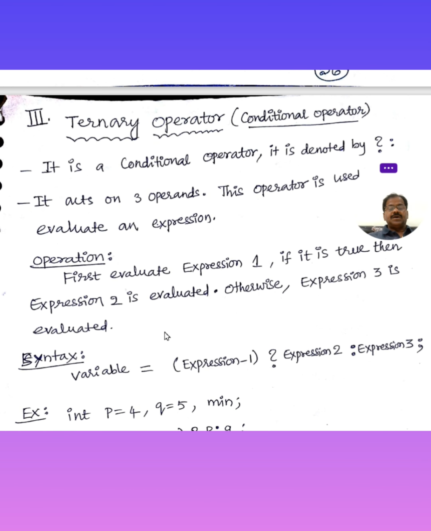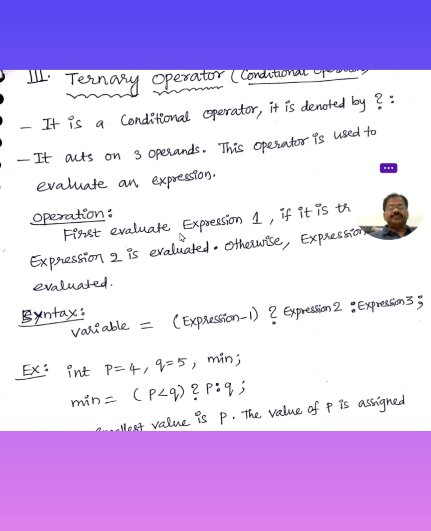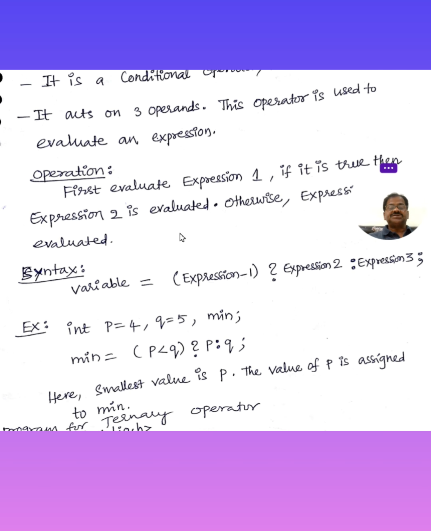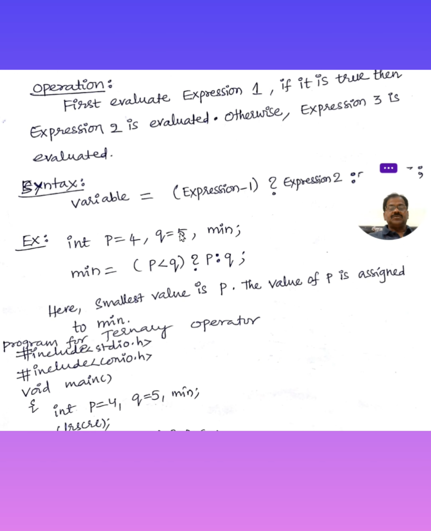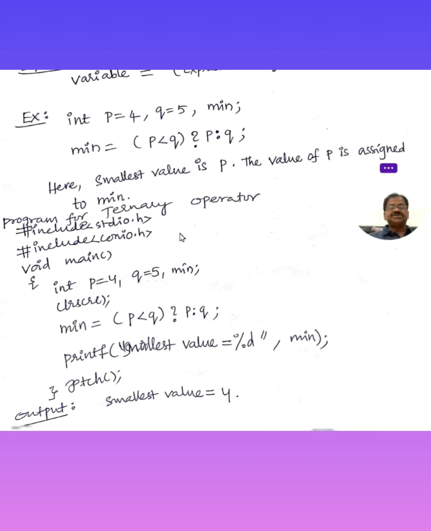Next, ternary operator. Earlier, we discussed binary. Here, ternary operator. In this, we have 3 expressions. Okay, it's a conditional operator denoted by question mark and colon. Here, 3 operands will be there. Okay. In between 2 operators, 3 operands. You see here, example for this.